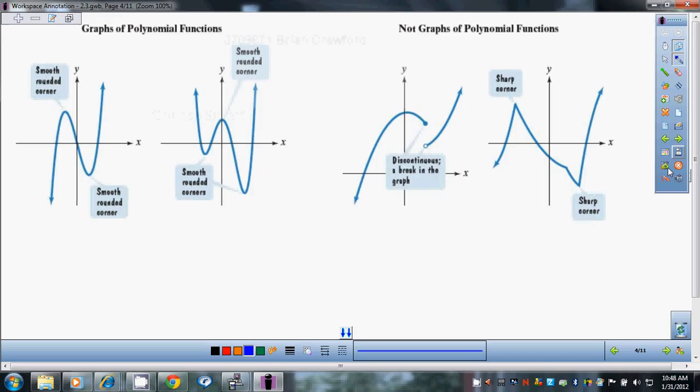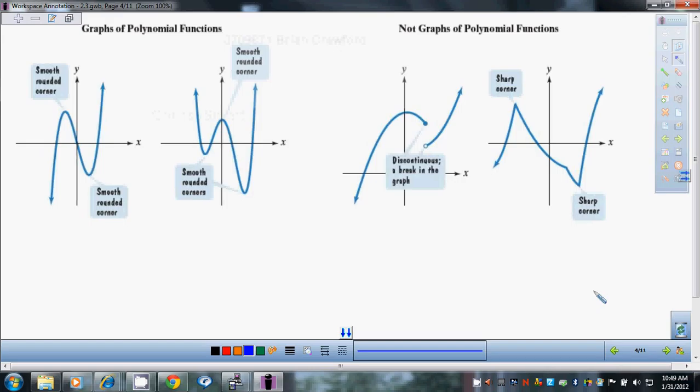All right. Graphs of polynomial functions. You'll notice polynomial functions are awesome because they're nice, smooth, constant graphs. There's no breaks in the graphs. There's no holes. They're just fluid. There shouldn't be any sharp corners in a polynomial function. No sharp corners, no breaks, nothing like that. So all of ours will be something like this, all smooth lines.